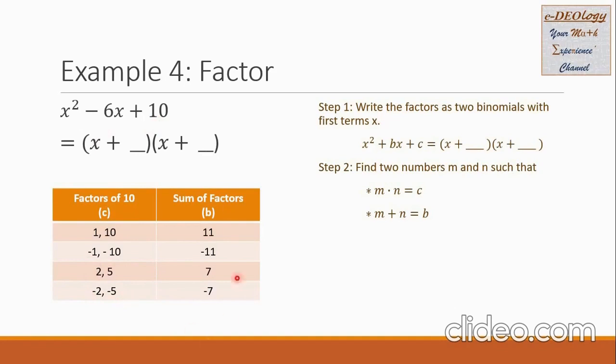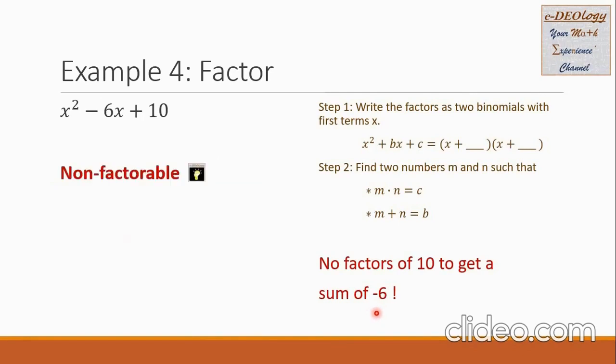In this column, we're going to add each pair of factors. 1 plus 10 is 11. Negative 1 plus negative 10 is negative 11. 2 plus 5 is 7. Negative 2 plus negative 5 equals negative 7. As we can see here, there is no pair of factors of 10 that gives a sum of negative 6.